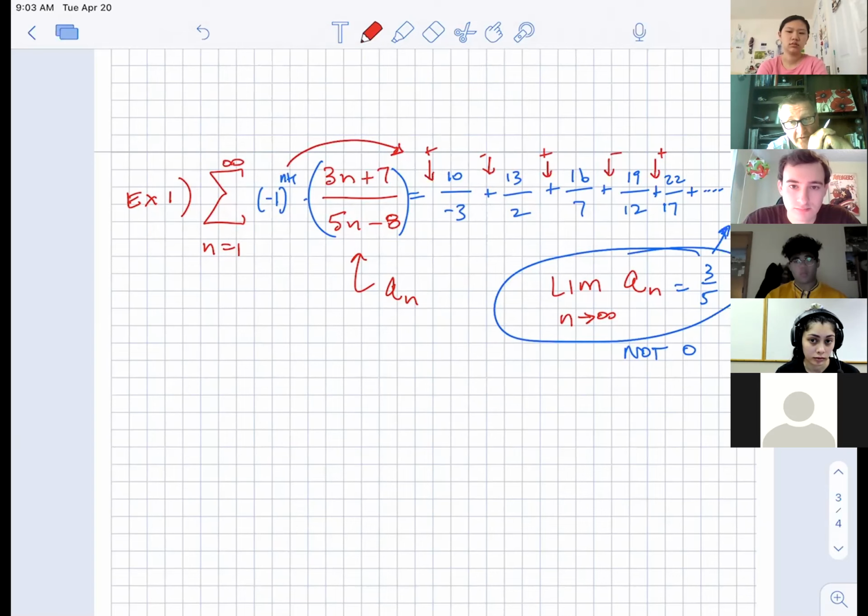So the individual terms are getting smaller, but they've got to go to 0. Like that's actually the more important one. They don't go to 0. So this is an alternating series, but the terms don't go to 0. So this is going to diverge as a result of that.